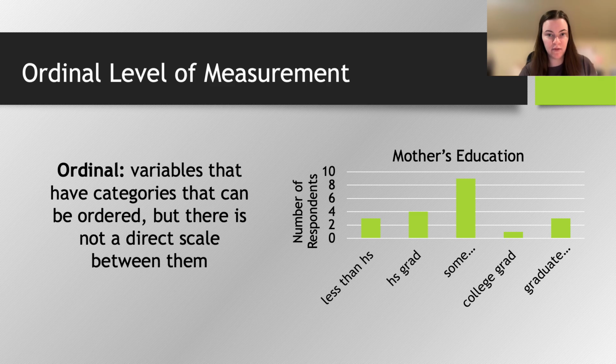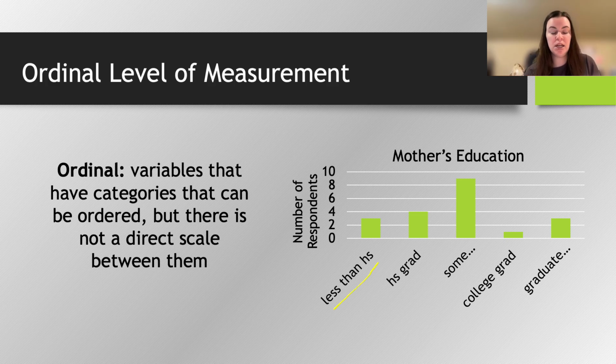A second level of measurement that we will be discussing is ordinal level variables. Now, ordinal level variables are those that do have categories and they can be ordered in a certain way, but there is not necessarily a direct scale between them. So let's use this example here on the right-hand side to illustrate this particular level of measurement. In this case, survey respondents were asked the question, what is the highest level of education that your mother has received? And they had 5 options to respond to.